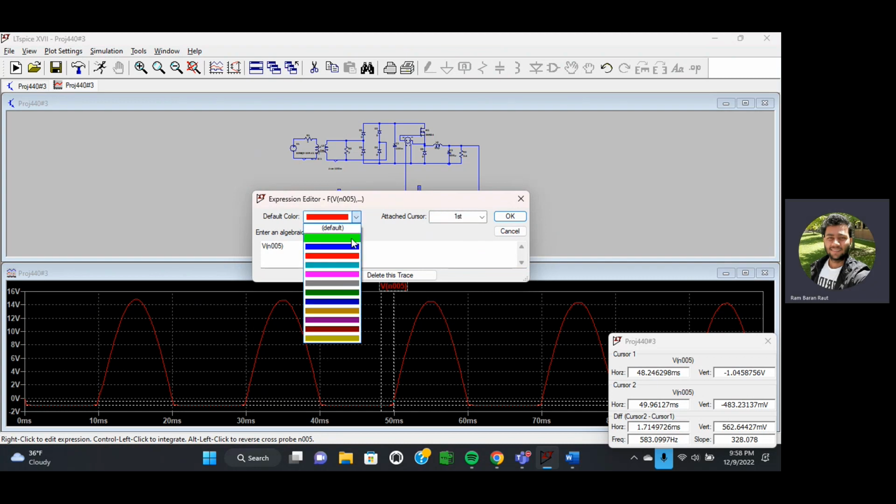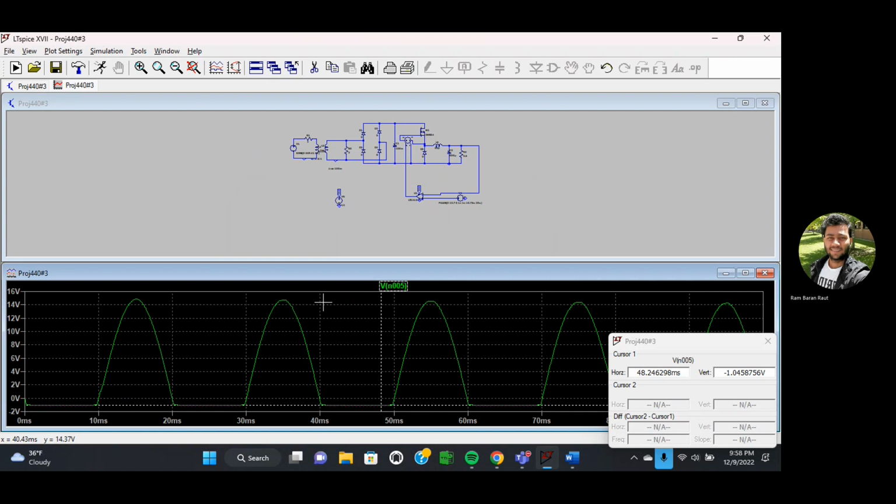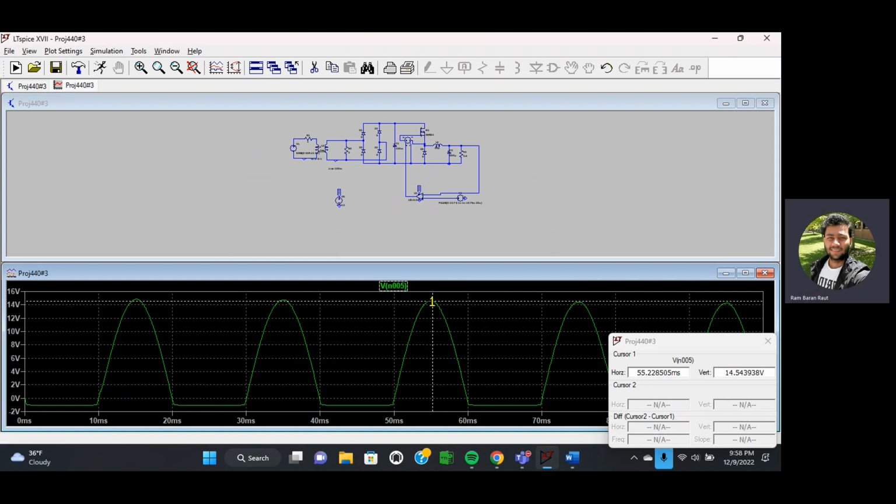I can change the color. I don't like the red color. This looks better. We can put any here.